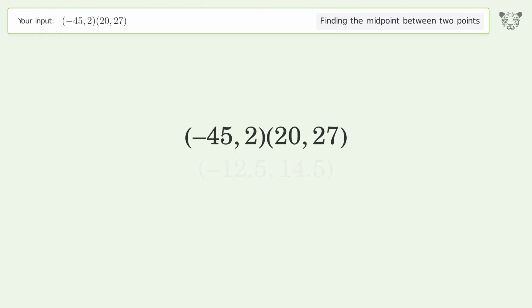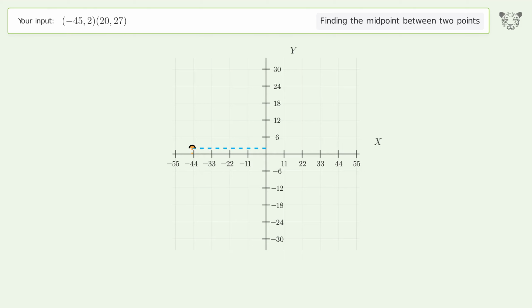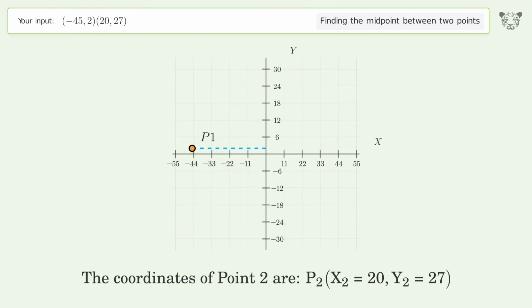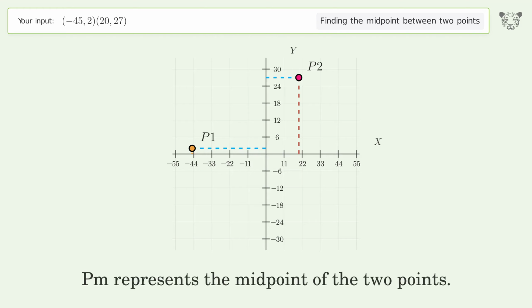The coordinates of point 1 are, x1 equals negative 45, y1 equals 2. The coordinates of point 2 are, x2 equals 20, y2 equals 27. PM represents the midpoint of the 2 points.